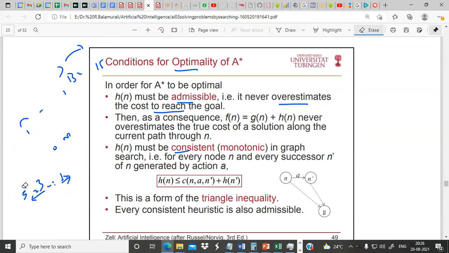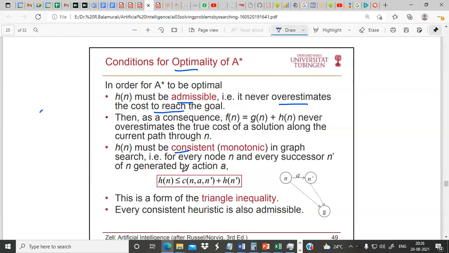So if h of n is admissible, that is one of the requirements for A star to be optimal, right? So h of n must be admissible. That is, it should never overestimate the cost of reaching the goal state, right? And the second property is consistent.